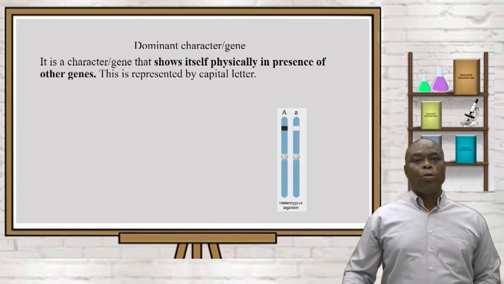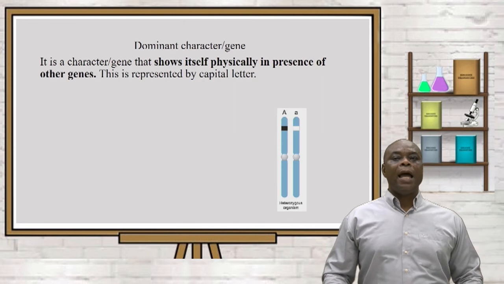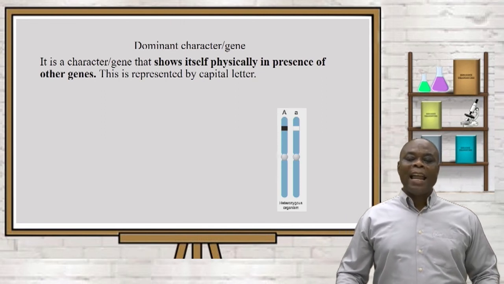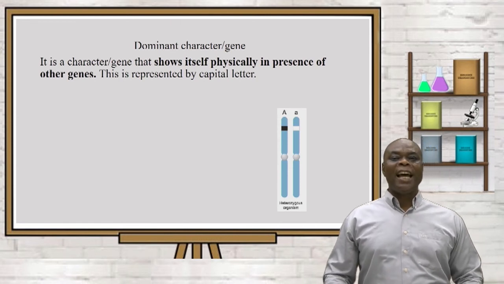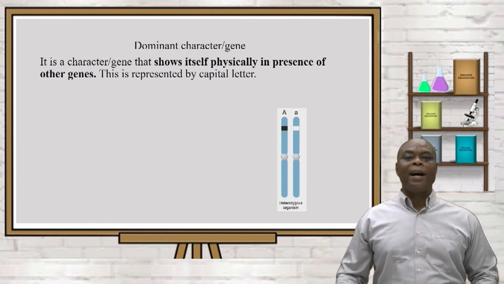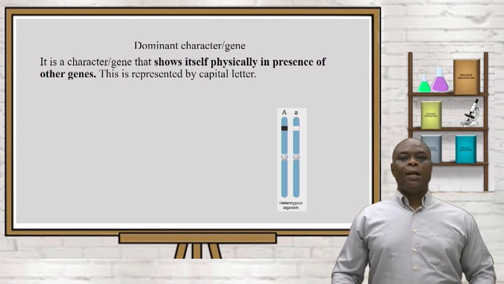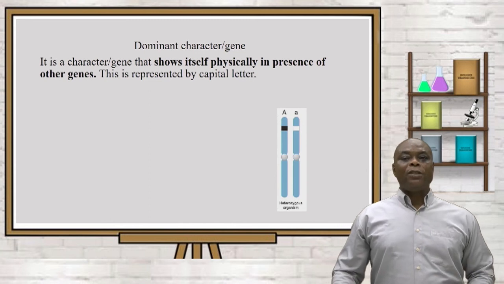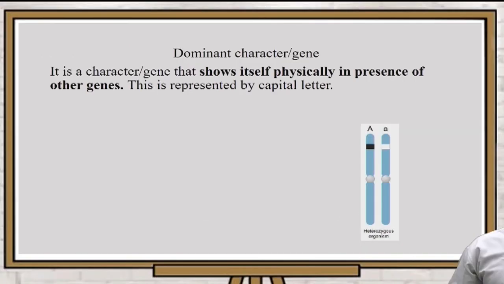We have our blue chromosomes. On them we have a black strip and a white strip. The black having a capital, the white having a small letter, showing that the black is dominant over the white. So again, if we are coming to the height, and the black represents tallness and the white represents shortness, though the shortness is hiding in the person, the black, which is tallness, will show. So physically, that person will be tall.